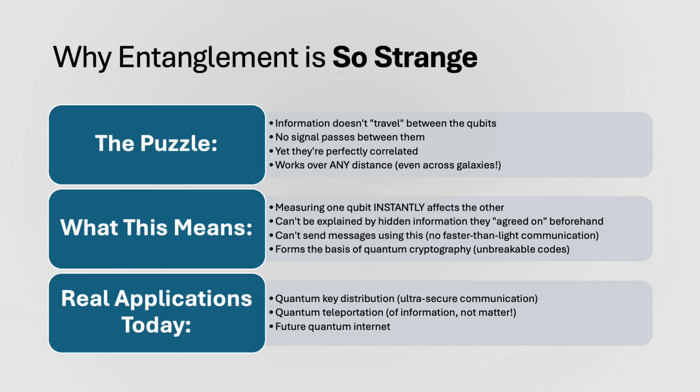While the correlation is instantaneous, you can't control what results you get when you measure your qubit. It is random. So you can't send a message by choosing to make the other person's qubit be 0 or 1. You can only see that your random results are correlated with their random results when you compare notes later.